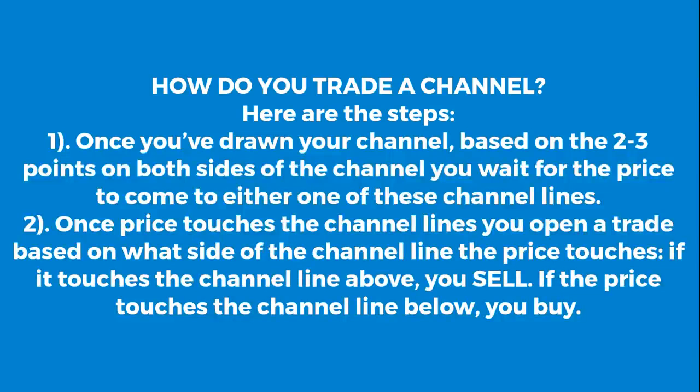How do you trade a channel? Trading a channel is also very easy. Here are the steps. First, once you draw your channel based on the 2 to 3 points of both sides of the channel, you wait for price to come to either one of these channel lines, whether it's the support line or the resistance line. Step 2, once price touches the channel lines, you open a trade based on what side of the channel line price touches. If price touches the support, you place a buy. If the price touches the resistance, you place a sell. On the screen, you can see examples of what we're talking about here.